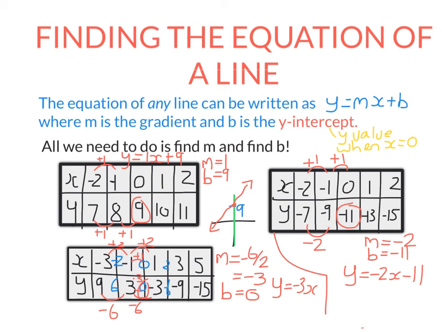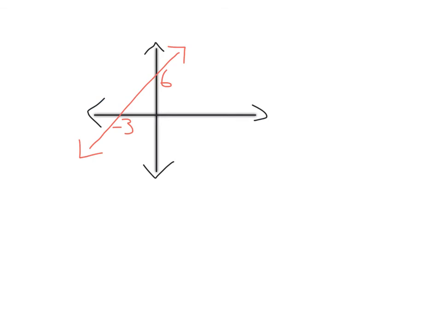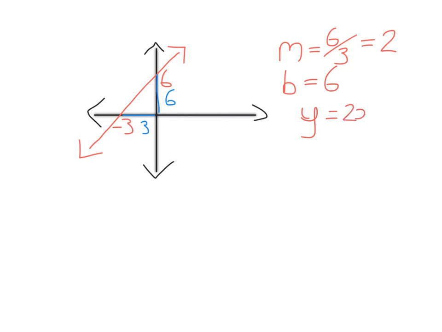All right, let's look at finding the equation of a line now when we're given the graph. So let's say I'm given this graph here and I want to find its equation. All I need to do is find m, find b. So m is the gradient. Remember, it's the rise over the run. So I've gone across 3 and up 6. The gradient is going to be rise, how much I've gone up, divided by run, how far I've gone across. The gradient is 2. The y-intercept, as I said, is just where it hits the y-axis. It hits at 6. So the y-intercept's 6. The equation of this line is y equals mx plus b, y equals 2x plus 6.